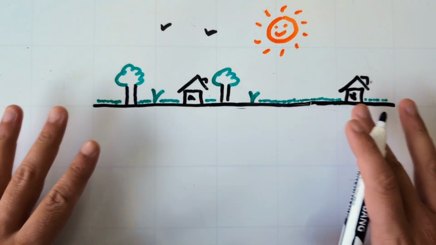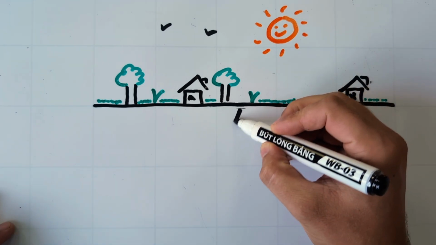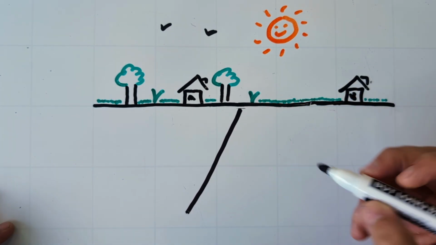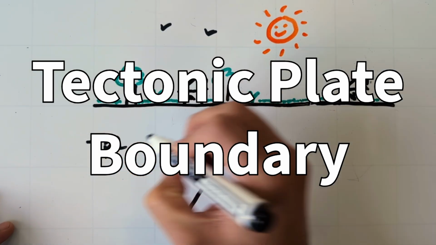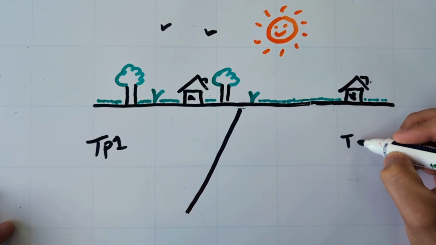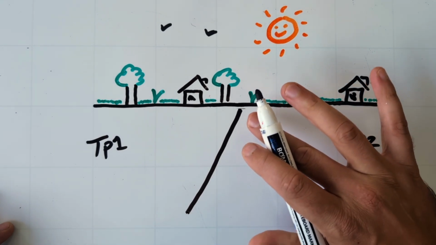So here we have our settlement. There's absolutely nothing special about it, apart from one thing. This settlement is on a tectonic plate boundary. So we have tectonic plate 1, and we have tectonic plate 2. So here is our boundary between the two.